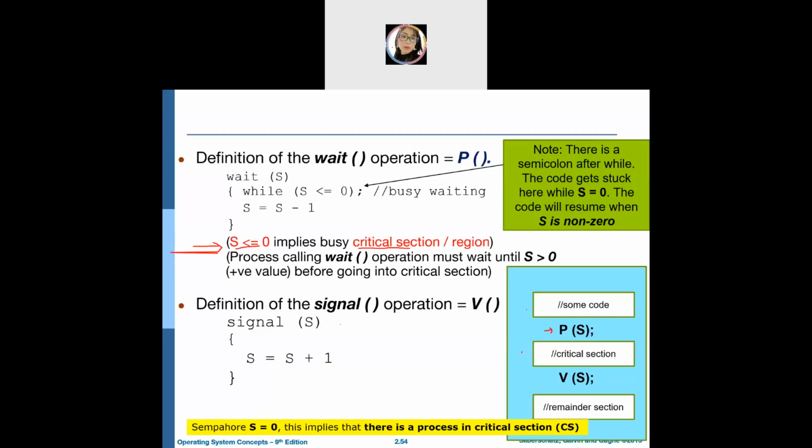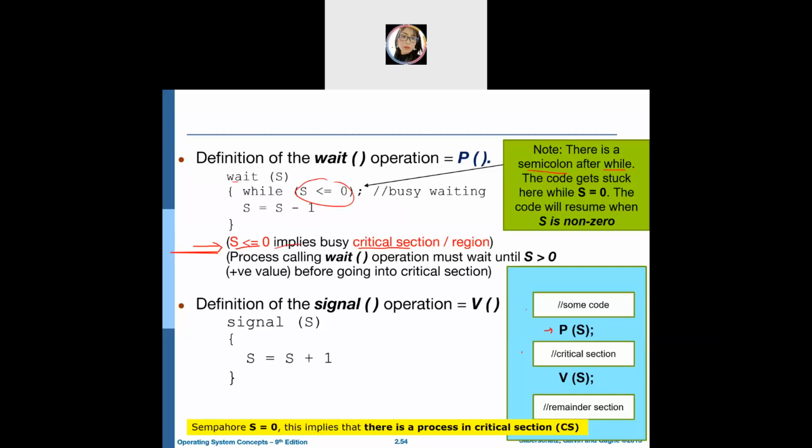Here you can see the definition of wait, the operation P. With S, while S is less than or equal to 0, it is busy waiting. Note there is a semicolon after the while, so the code gets stuck here while S is equal to 0. Then the code will resume if S is more than 0. So this is the condition.